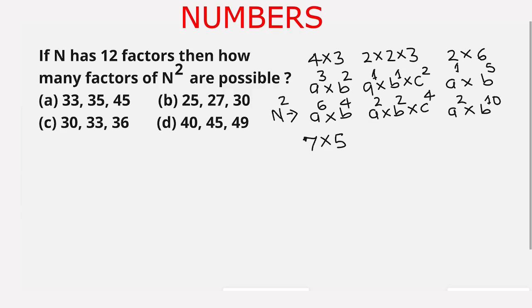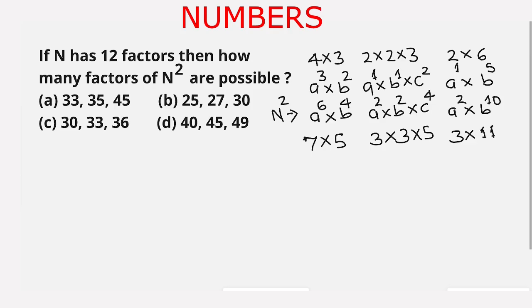Or a to the power 2 is there, so it will be 2 plus 1 is 3, multiplied by power of b is 2, so it will be again 2 plus 1 is 3, and power of c is 4, so it will be 4 plus 1 is 5. Or the power of a is 2, so it will be 2 plus 1 is 3, multiplied by power of b is 10, so it will be 10 plus 1 is 11.